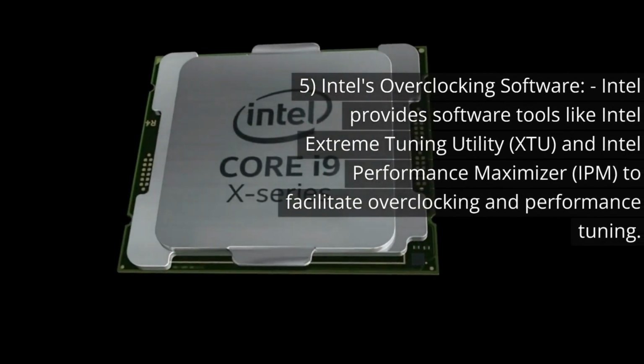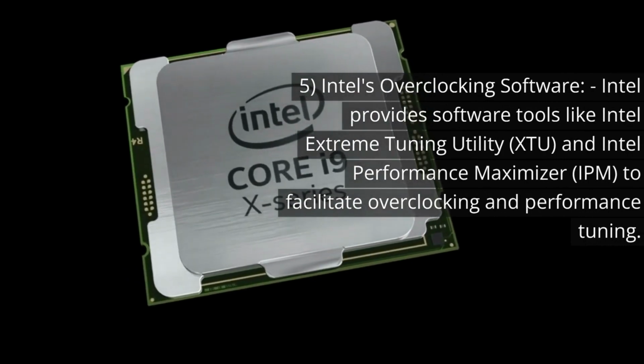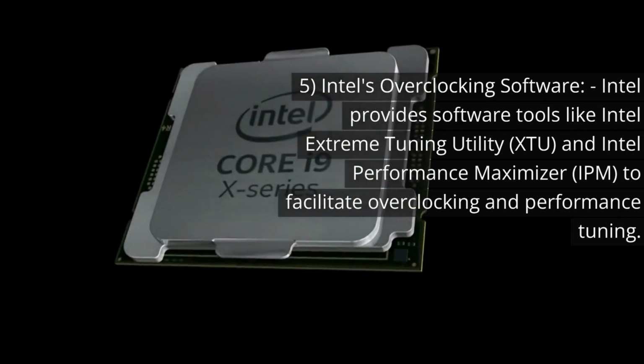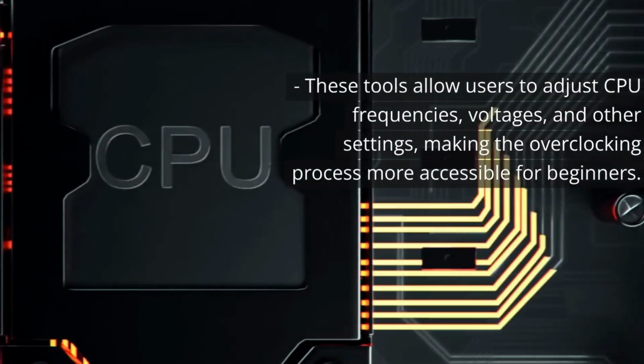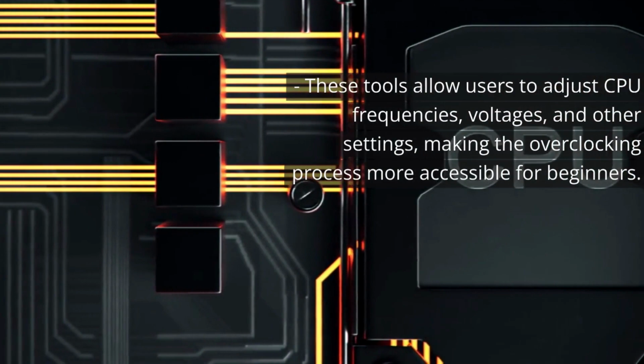5. Intel's overclocking software. Intel provides software tools like Intel Extreme Tuning Utility, XTU, and Intel Performance Maximizer, IPM, to facilitate overclocking and performance tuning. These tools allow users to adjust CPU frequencies, voltages, and other settings, making the overclocking process more accessible for beginners.